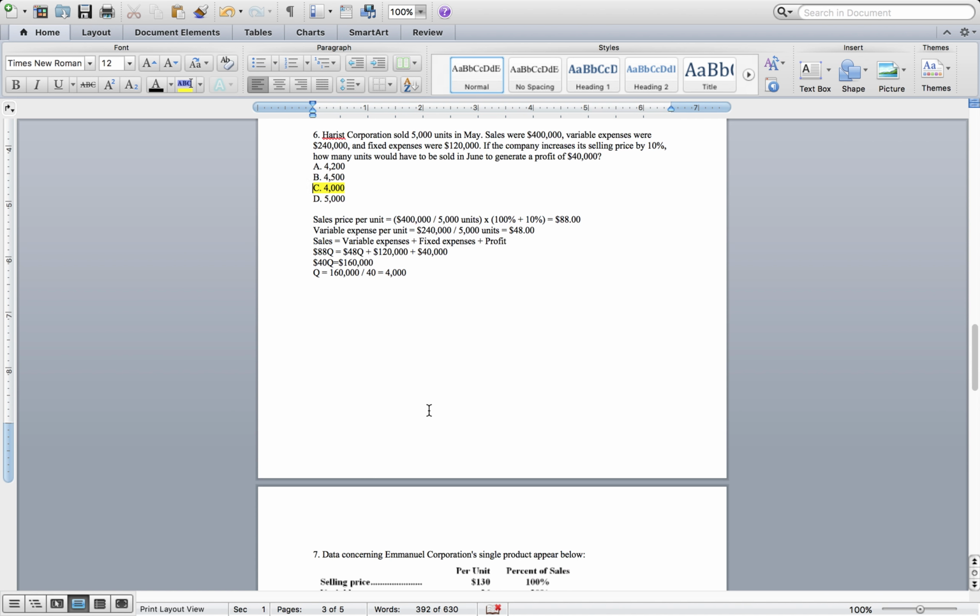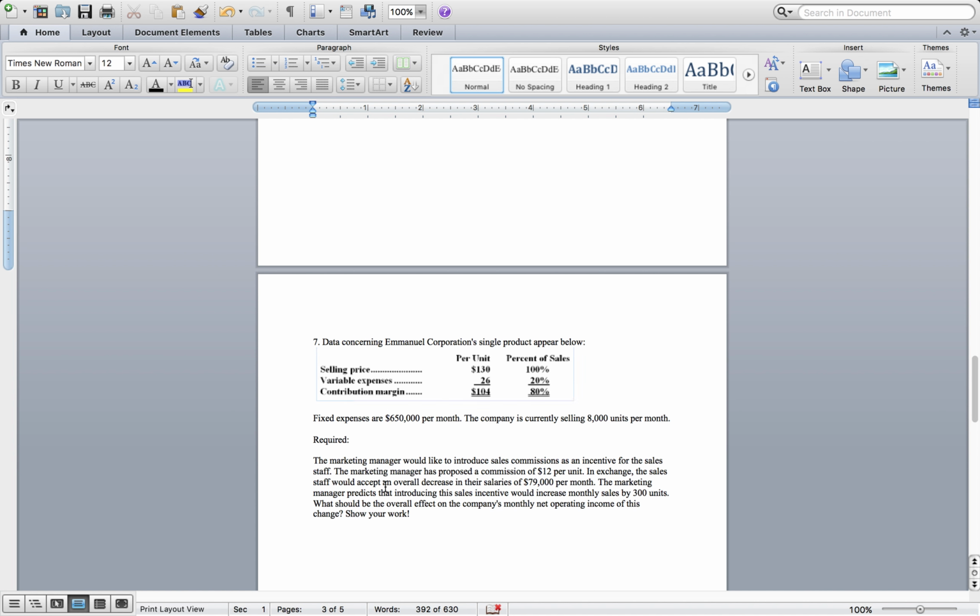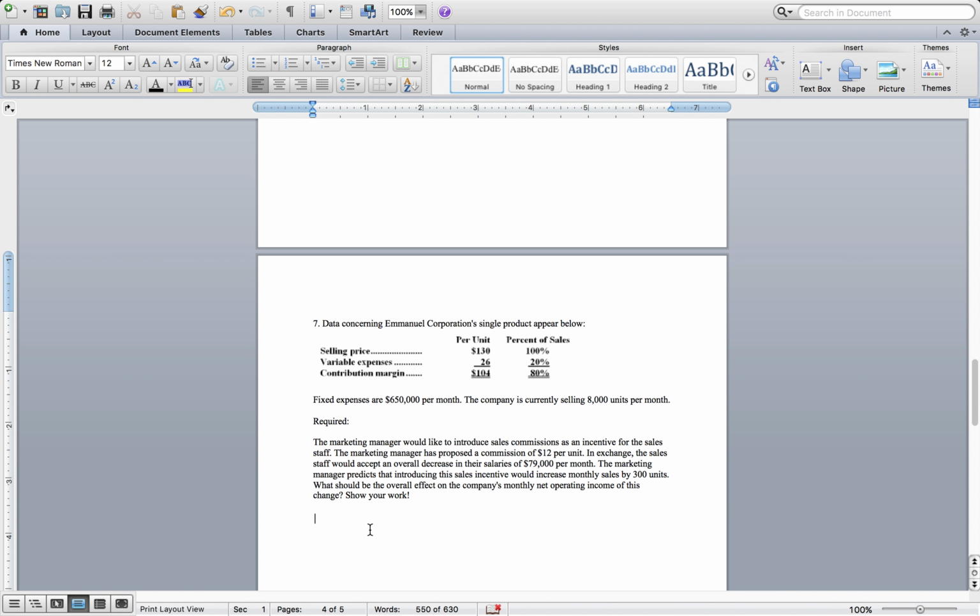Alright, next one now, number 7. It says right here, data concerning Man Corporation's single product appears below. Fixed expenses are $650,000 per month, and it is currently selling 8,000 units. Management is considering a sales commission incentive with sales commission of $12 per unit, and decreasing salaries by $79,000 per month. It predicts overall sales would increase by 300 units. What will be the overall effect?